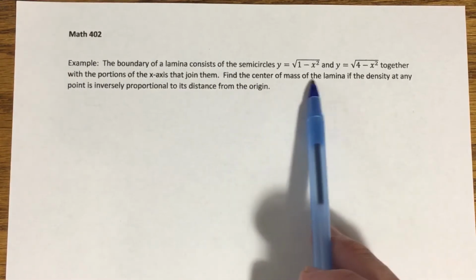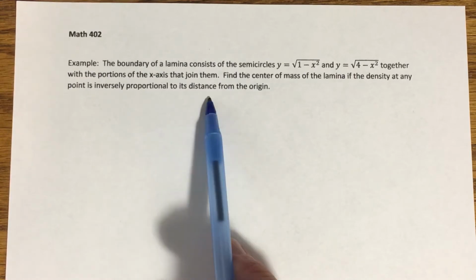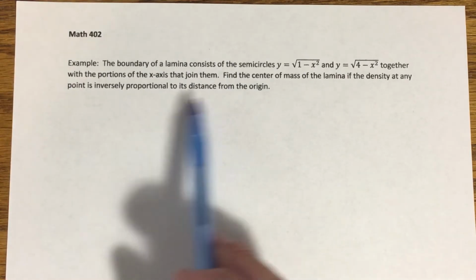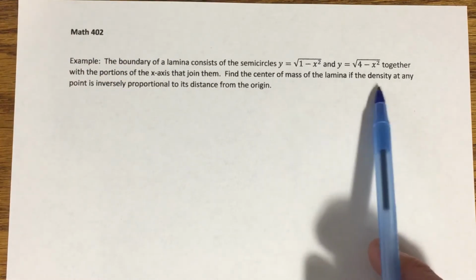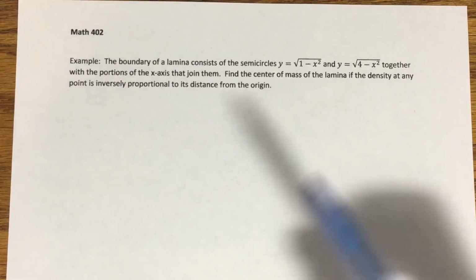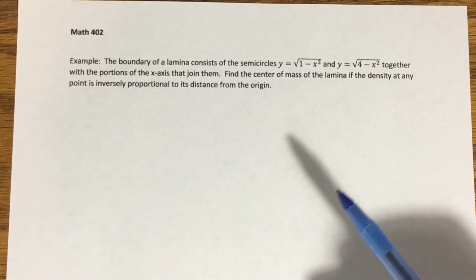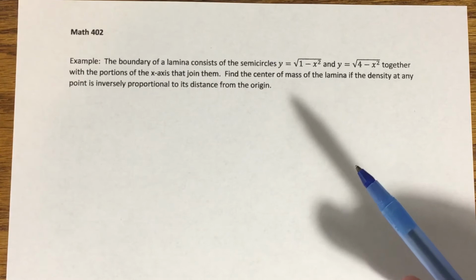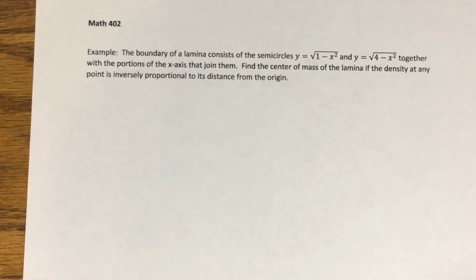We want to find the center of mass of the lamina if the density at any point is inversely proportional to its distance from the origin. This is kind of typical of these problems where the description of our density function is not actually an explicit function that we're given. It's given to us in terms of some kind of proportionality relationship.